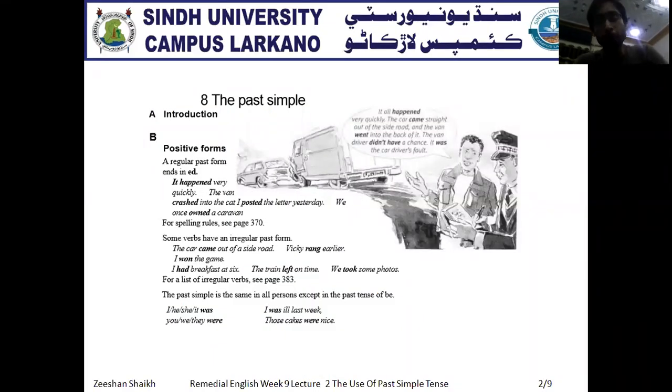Now, from this picture, we should come to know that the past simple tense is basically used with the regular action and the habitual form. Likewise, right now I'm teaching you remedial English.